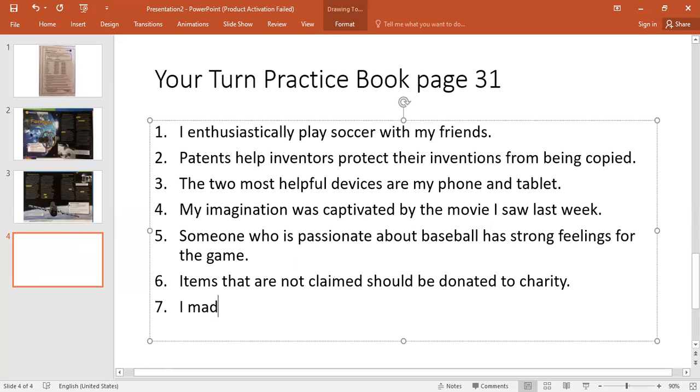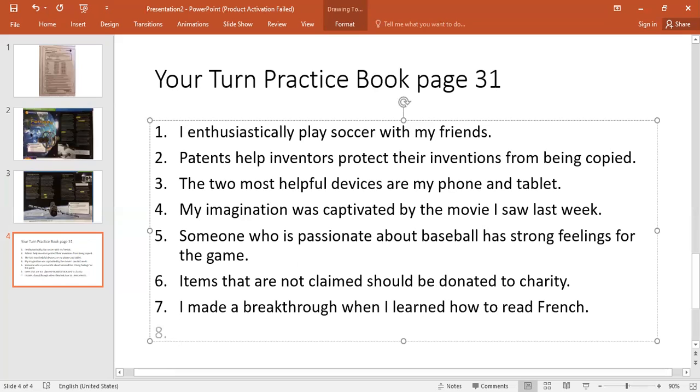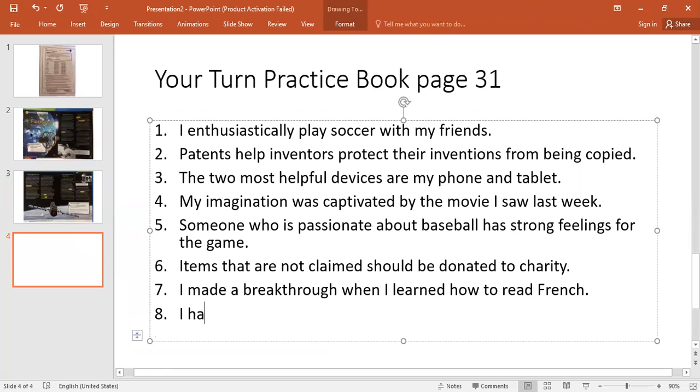You wrote, I made a breakthrough when I learned how to read French. And number 8, what is one type of technology you have envisioned for the future? We wrote, I have envisioned flying cars.